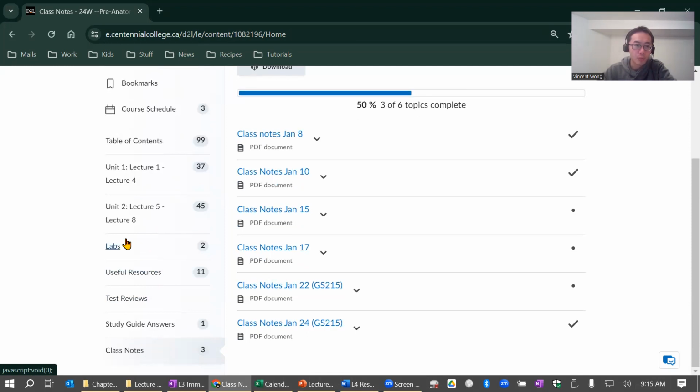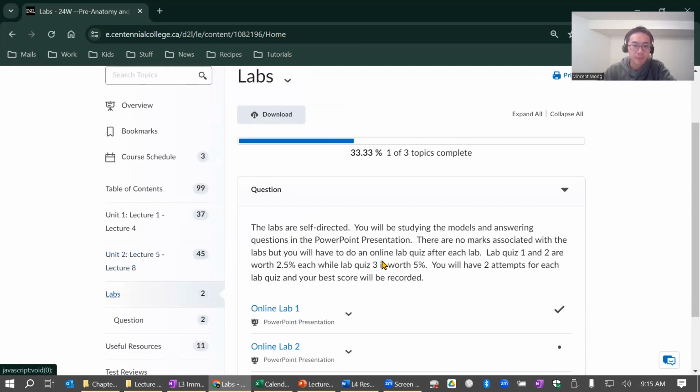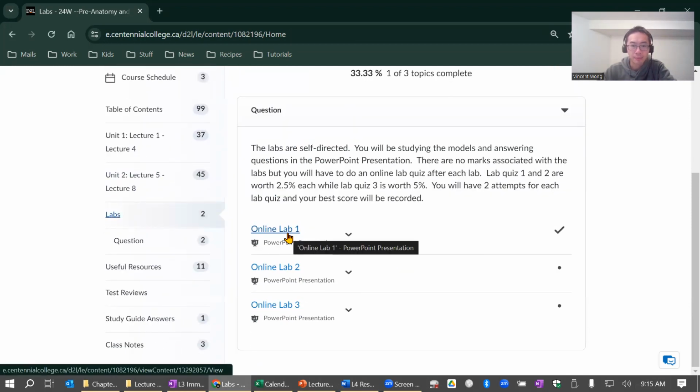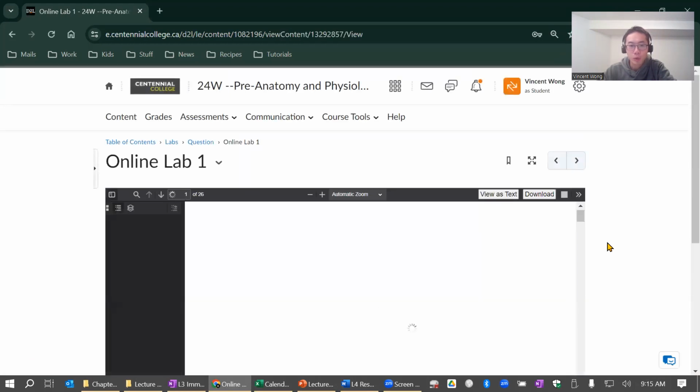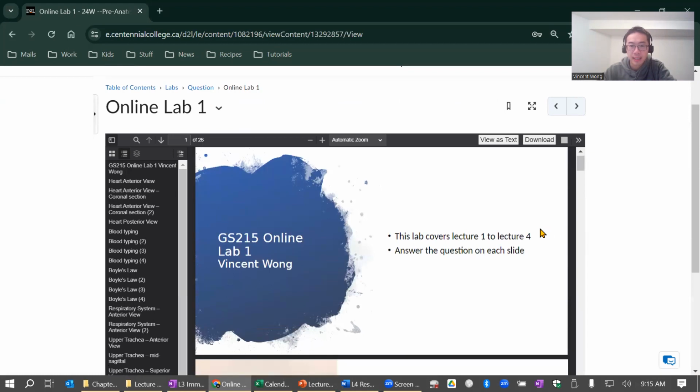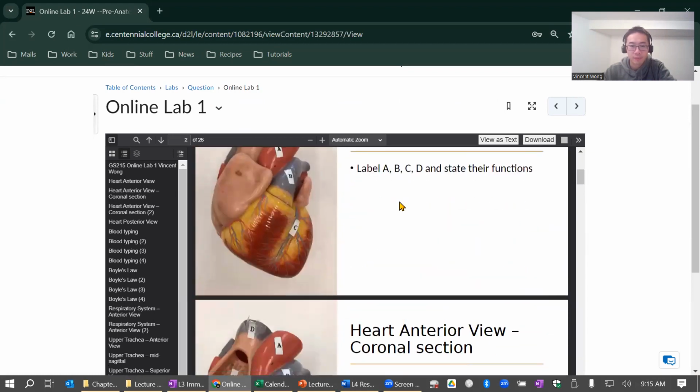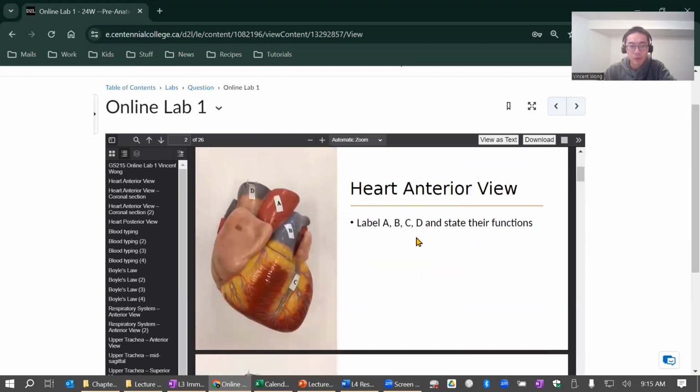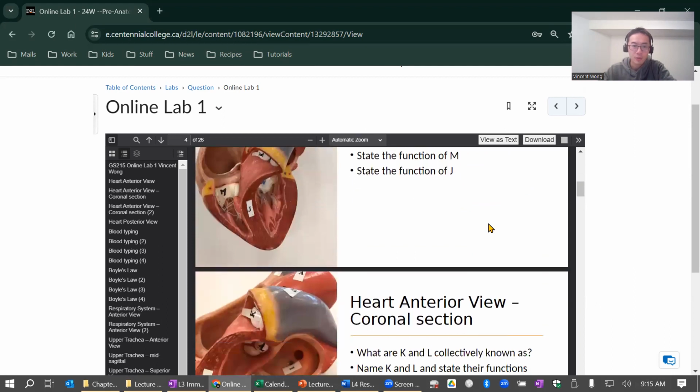So you go to labs, and then there's the online lab. And you do not have to hand these in. You just have to do it yourself. So the lab quiz will have questions related to these slides, related to these models. Just work through them.